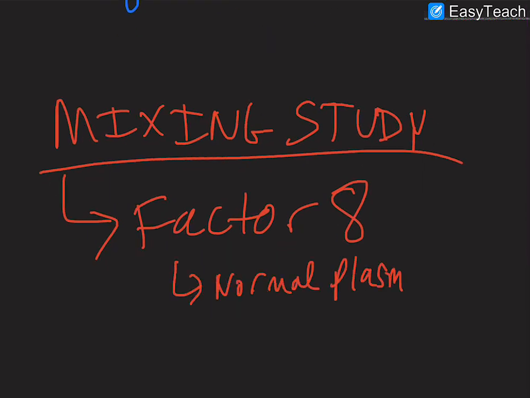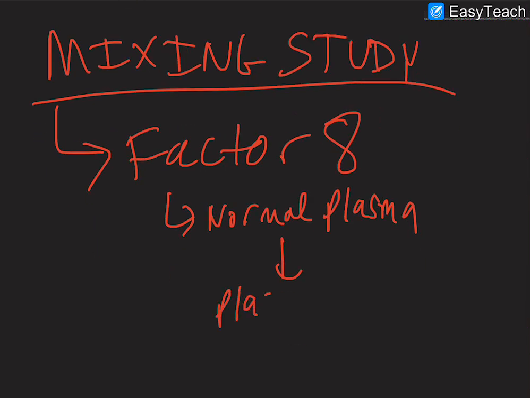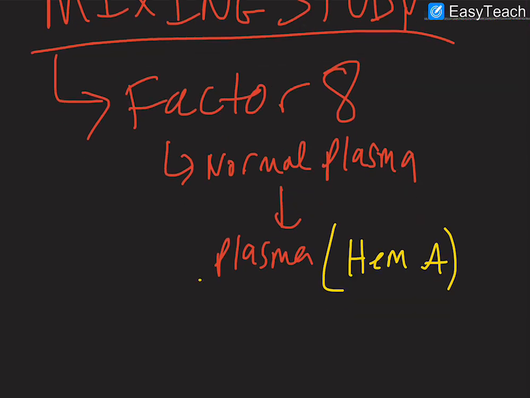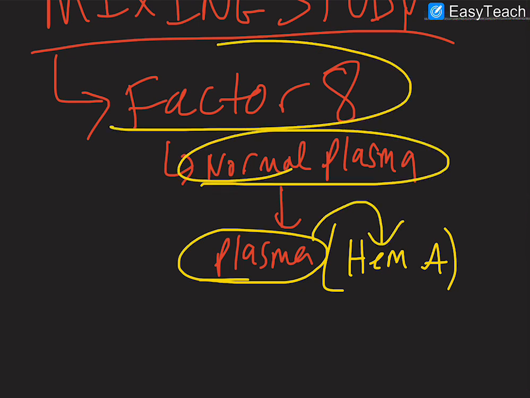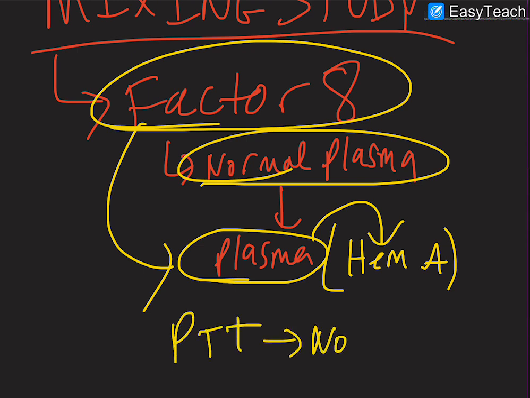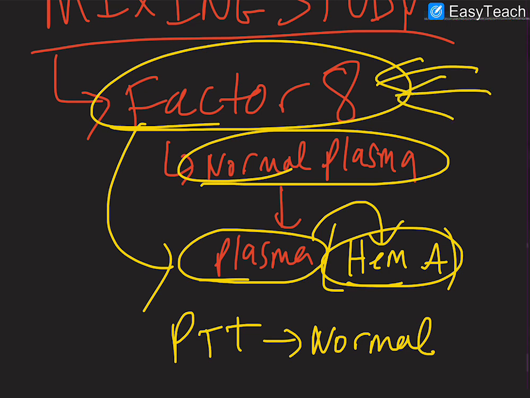And if you mix this with plasma belonging to a patient with hemophilia A, right? Then now that plasma that belongs to the patient with hemophilia A will have normal plasma, which contains normal factor VIII. So then the PTT, after you do this mixing study, we would expect it to correct, right? So the PTT would then correct and be normal because you're giving that plasma normal amounts of functional factor VIII. So your PTT would correct.